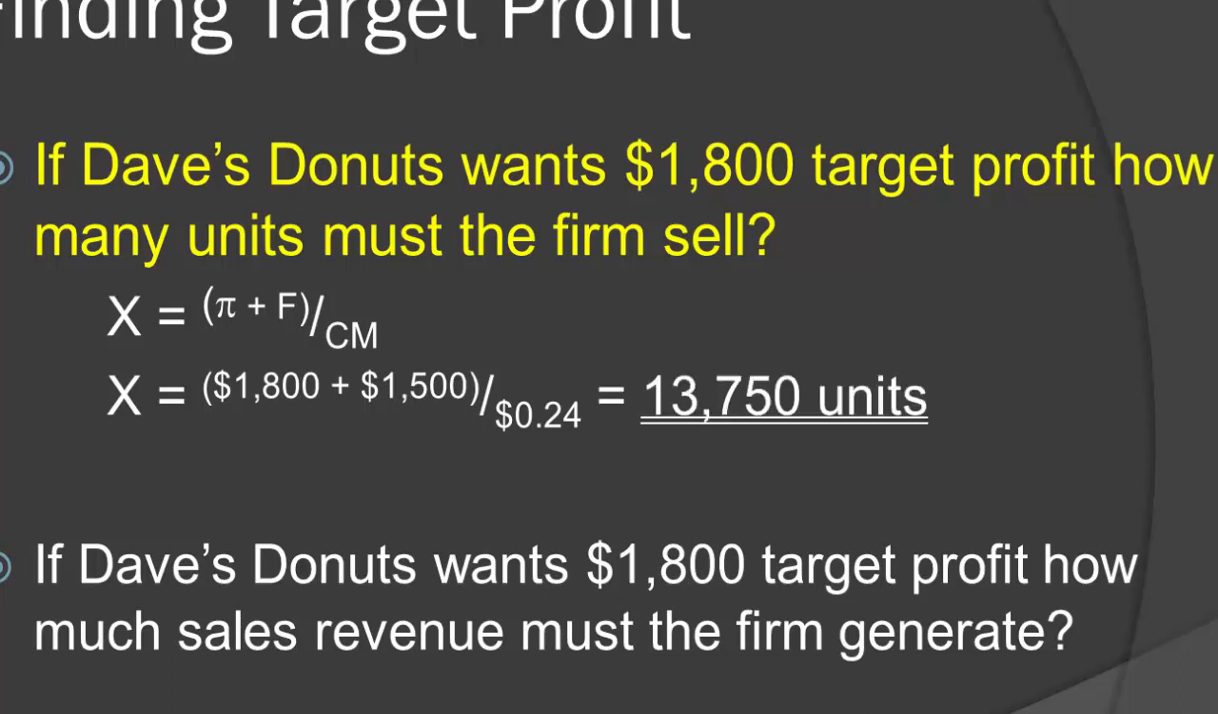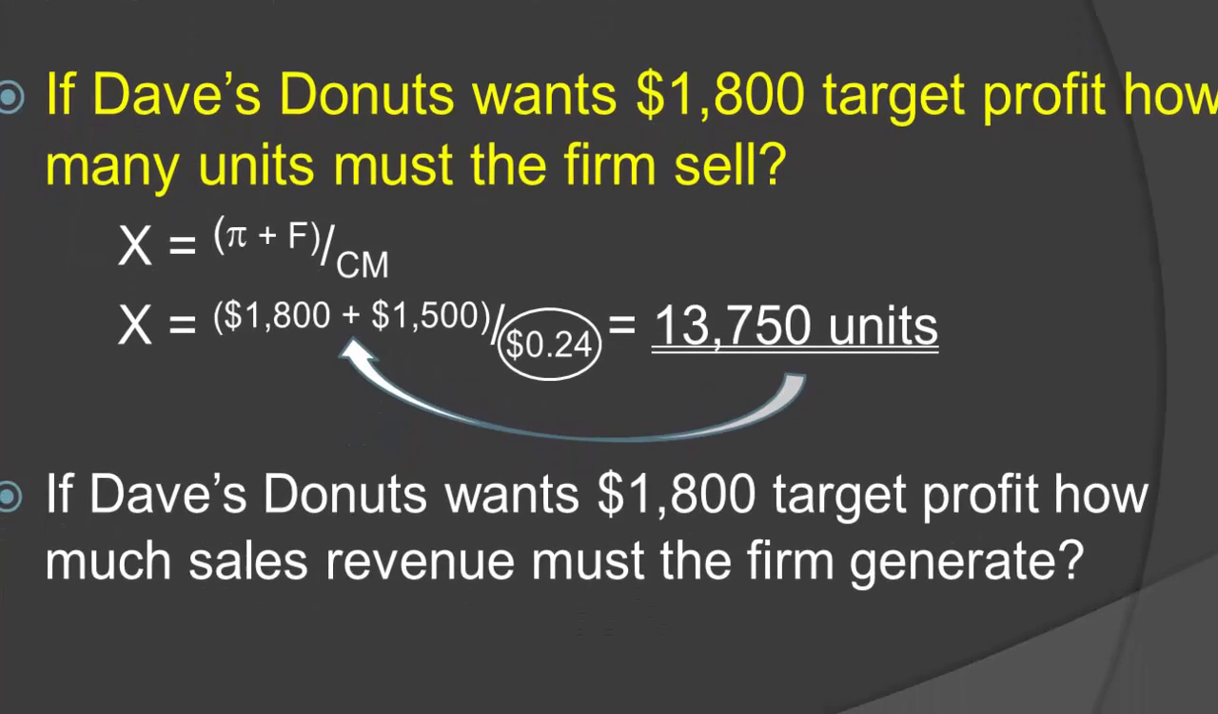He needs to sell 13,750 units. If he sells that many donuts and each donut provides 24 cents of contribution margin after it's already covered its own variable costs, he will end up with just enough to cover both his fixed cost and give him his desired profit.